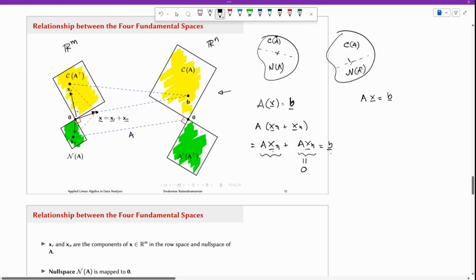Okay. And no matter what element you choose from here, this entire portion of R^m gets mapped to 0, and this entire portion gets mapped to this portion. That means no matter what element you choose here, you can never get anything in the left null space. That means when you do AX, what comes out will always be only in the column space. It will not have a component in the left null space. It's restricted to the column space of A.